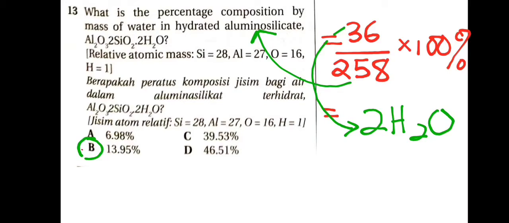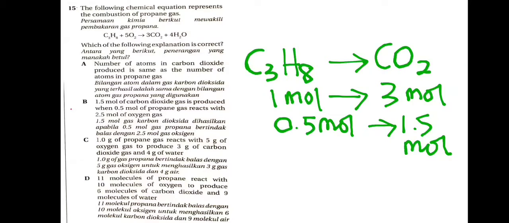Okay, this is the composition by mass of water in hydrated aluminosilicate. Okay, next question. Question number 15. The following chemical equation represents the combustion of propane gas. So this one is the equation. Propane plus oxygen producing carbon dioxide and water. Which of the following explanations is correct?